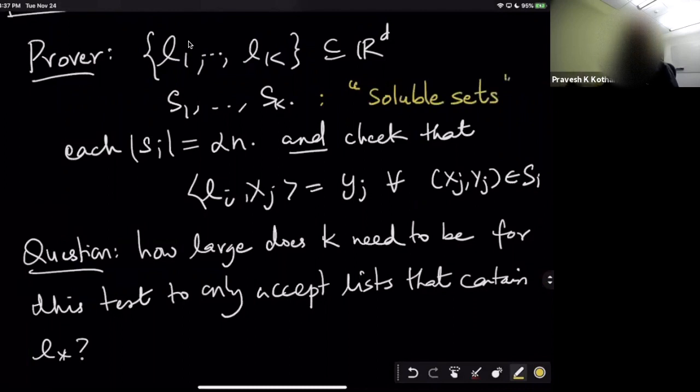I'm going to call each of the SIs soluble sets. Basically, there are subsets of equations which are soluble by a single vector. So I'm going to call each of them soluble sets. So what do you think is the answer for this question?